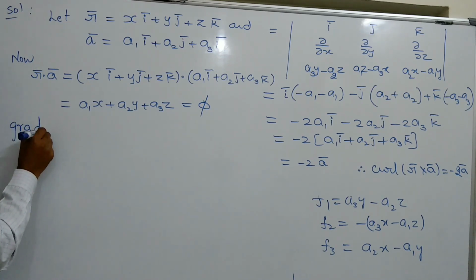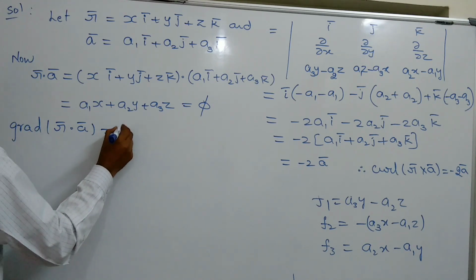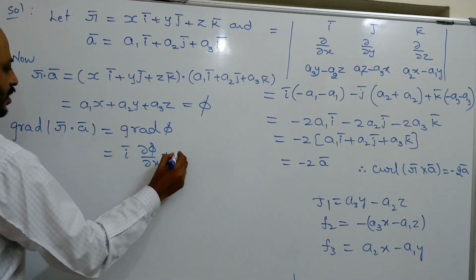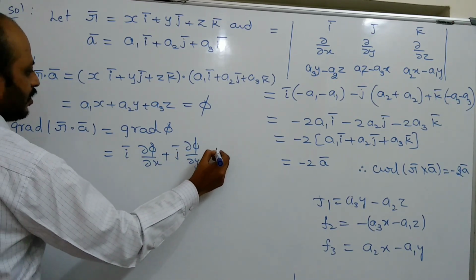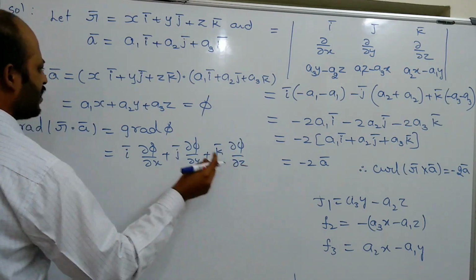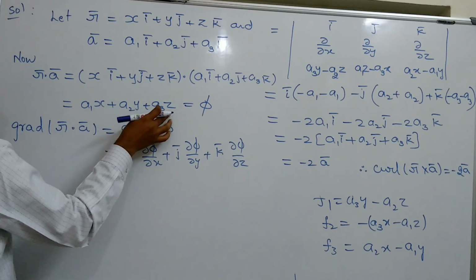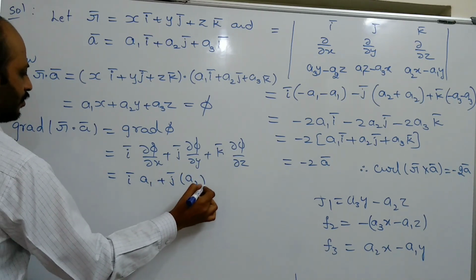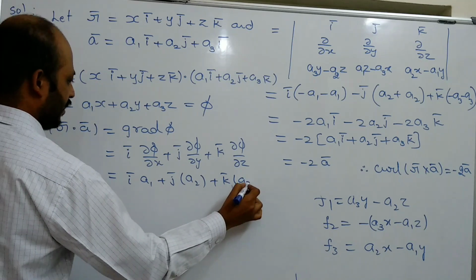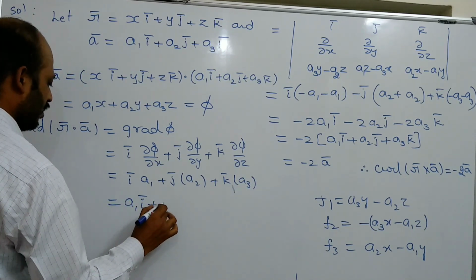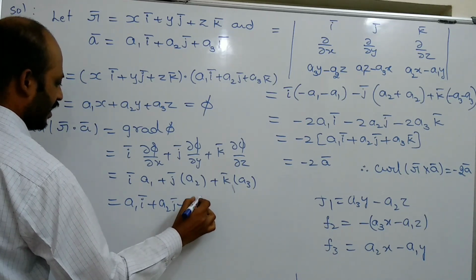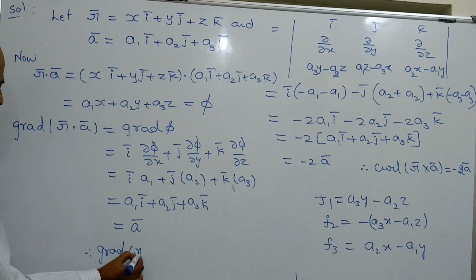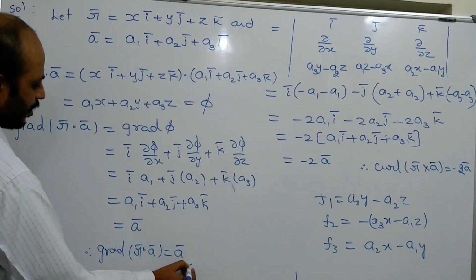Now, grad r bar dot a bar is equal to grad phi. Grad phi is equal to I bar into dou phi by dou x plus j bar into dou phi by dou y plus k bar into dou phi by dou z. It is very, very simple. Phi is a1x plus a2y plus a3z, dou phi by dou x, you get a1. I bar into a1 plus j bar into a2 plus k bar into a3. This is nothing but a1 I bar plus a2 j bar plus a3 k bar, which is equal to a bar. Therefore, grad r bar dot a bar is equal to small a bar, which is required.